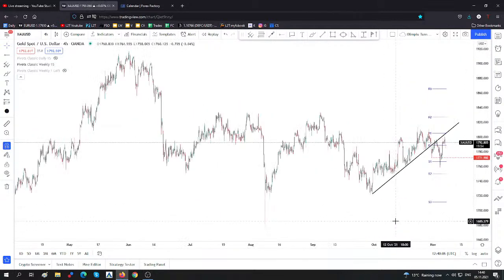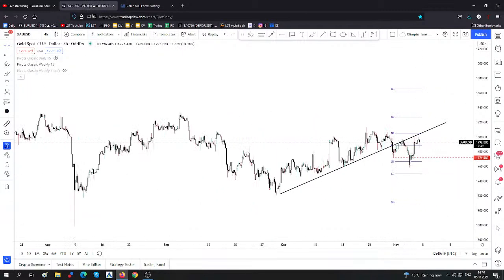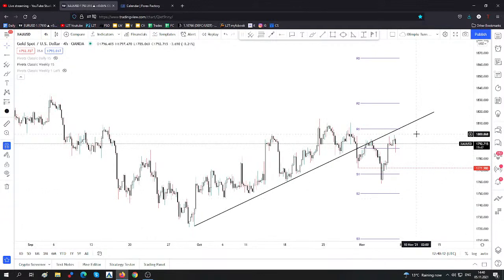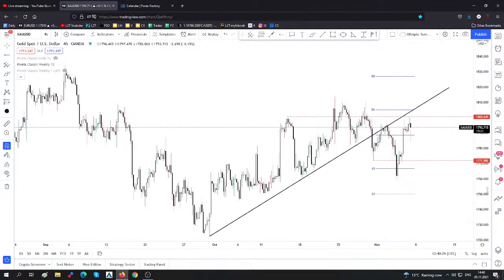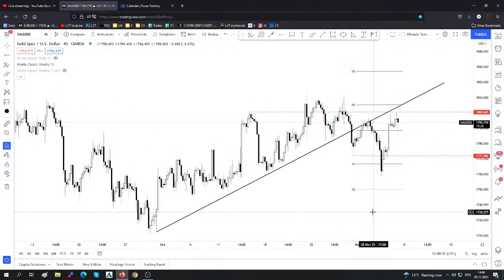But personally, I don't want to buy it, maybe as long as it stays below this psychological level, 1,800. So yeah, gold and silver are both recovering. I've told you that a potential retreat of the dollar index could force silver and gold to increase.